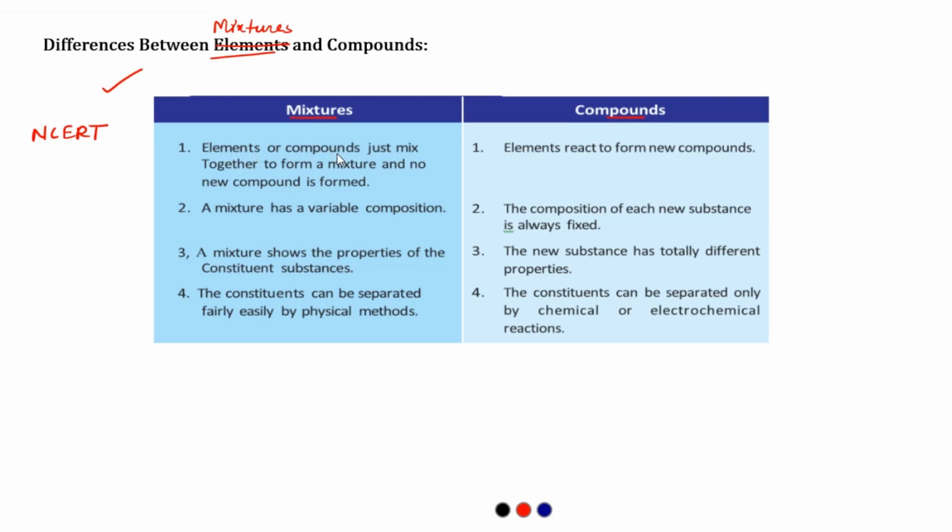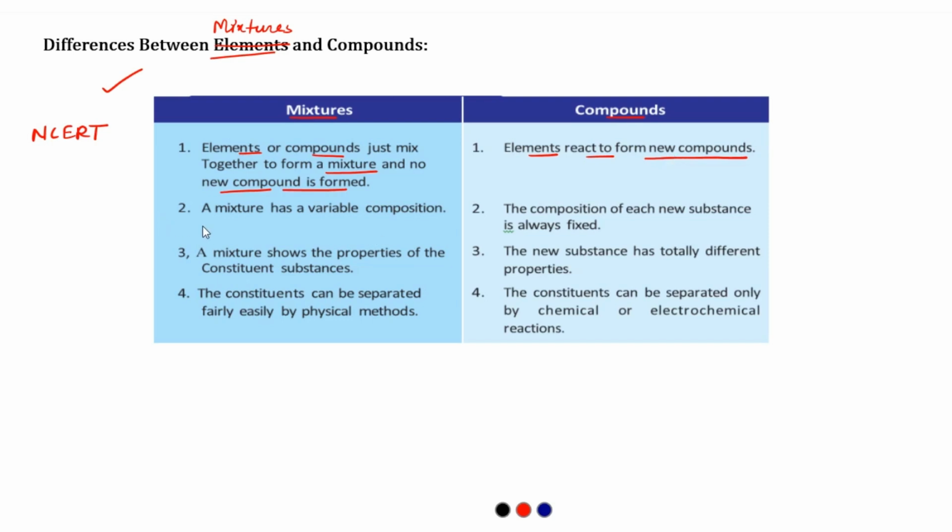Elements or compounds just mix together to form mixtures and no new compound is formed. So first one, what is a mixture? Here we just mix elements or compounds. They are not going to react with each other. We are not going to get any new compound. But what about compounds? Elements react with each other to form a new compound. Remember, in the second one, what is a compound? Here, two different elements or more than two different elements react to give a different compound or different substance.